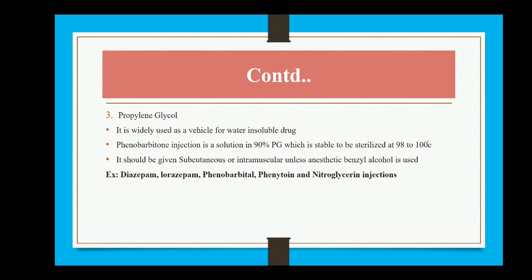Next example is propylene glycol. It is widely used as a vehicle for water insoluble drugs. Example is phenobarbital injection, which is in solution in 90% propylene glycol and is stable to be sterilized at 98 to 100 degrees Celsius. It should be given by subcutaneous or intramuscular route unless an anesthetic such as benzyl alcohol is used. Examples include diazepam, lorazepam, phenobarbital, phenytoin and nitroglycerin injections.